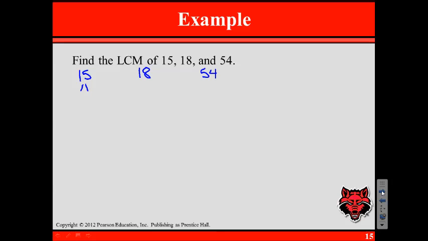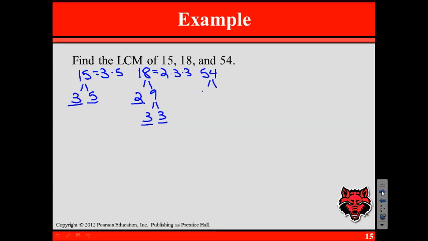15 can be divided by 3, and the result is 5. 3 and 5 are both prime numbers, so the prime factorization of 15 is 3 times 5. 18 can be divided by 2. The result is 9. 2 is prime, so I underline it. 9 can be divided by 3, and the result is 3. And each of those 3's are prime. So the prime factorization of 18 is 2 times 3 times 3.